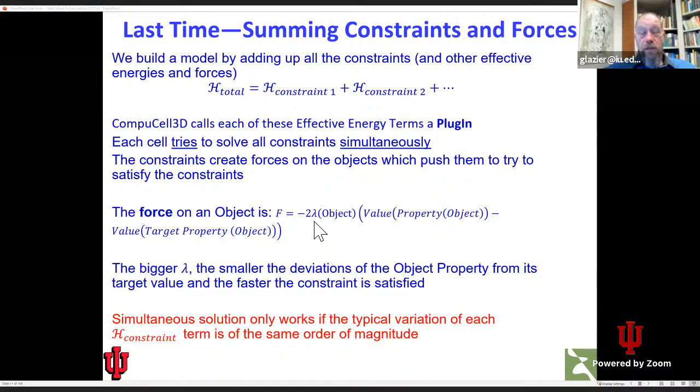If I make that lambda term bigger, the effective force on the object is bigger. Since velocity is proportional to force, that means objects move faster when lambdas are bigger. It also means that if I'm having to balance out different terms, if I make the lambda for one energy term bigger, that energy term is satisfied more closely when the energy terms conflict. The energy terms with big lambdas win, and the energy terms with small lambdas lose.